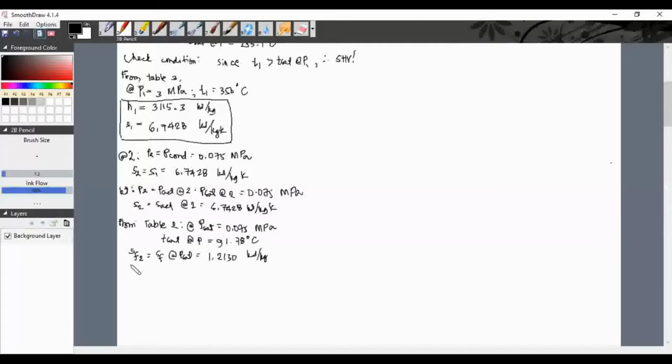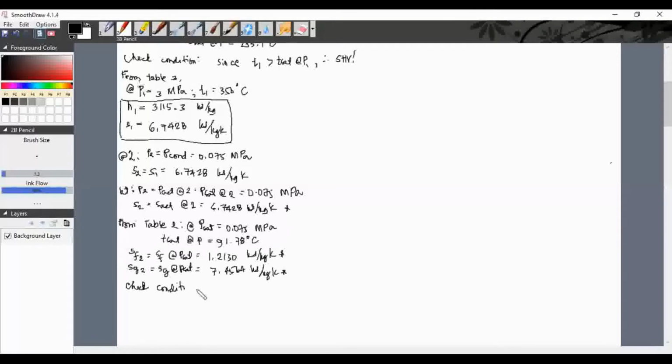And then I have S sub G2, which is specific entropy at saturated vapor condition. That is SG at PSAT. So ang value po niya is 7.4564 kilojoules per kilogram Kelvin. And then, check natin ito, tsaka ito, no? So, check natin ang condition. Pagkumparahin natin yung tatlong values.